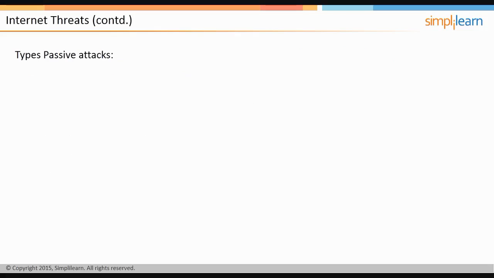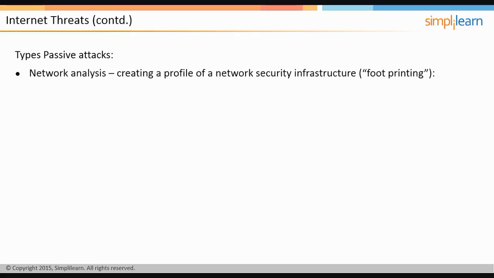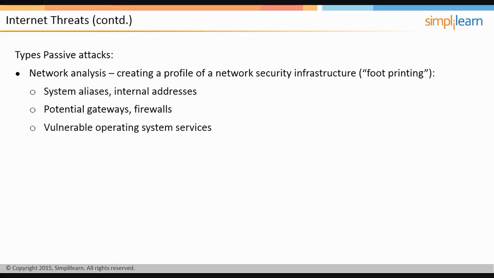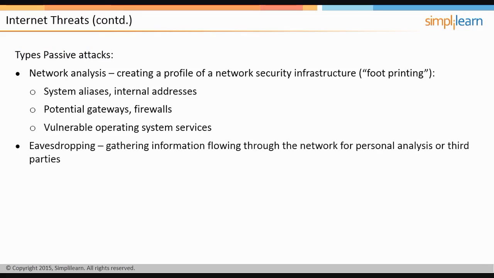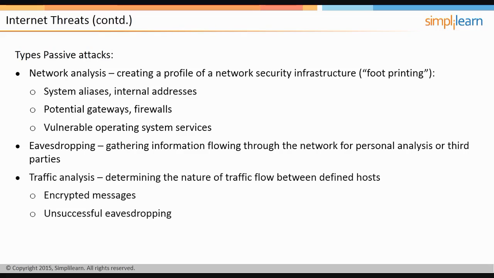Types of passive attacks are network analysis, which involves creating a profile of a network security infrastructure: footprinting, system aliases, internal addresses, potential gateways, firewalls, vulnerable operating system services. Eavesdropping involves gathering information flowing through the network for personal analysis or third parties. Traffic analysis entails determining the nature of traffic flow between defined hosts.